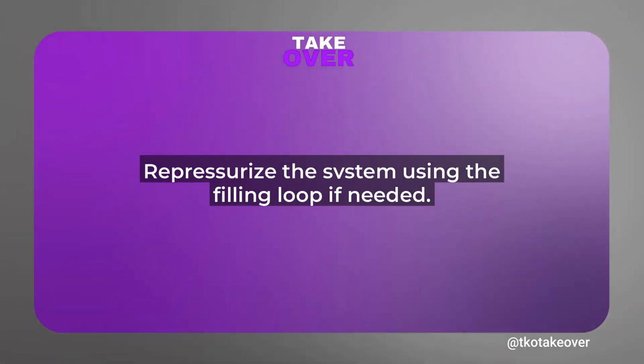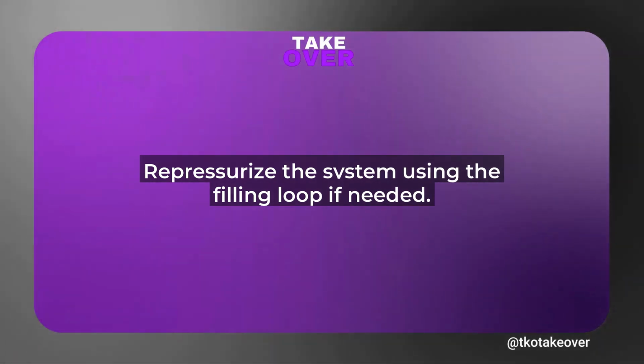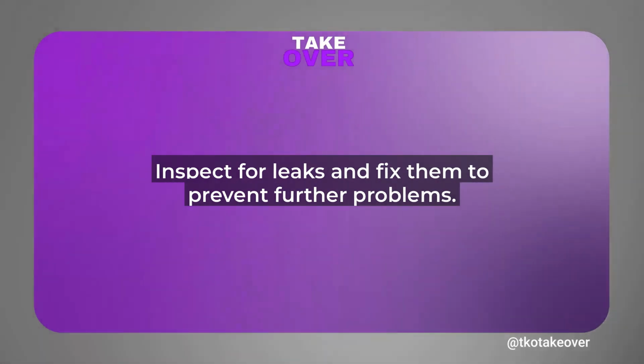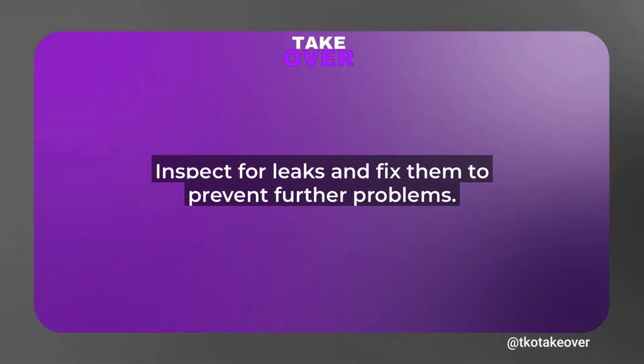Alright, let's get to the good part, the solutions. Start by checking your boiler's pressure gauge. If it's below 1 bar, you'll need to repressurize it using the filling loop. Turn the valves slowly until it reaches about 1.5 bars, then close them off. Next, if that doesn't work, inspect for any visible leaks around pipes and connections, and fix them if possible.